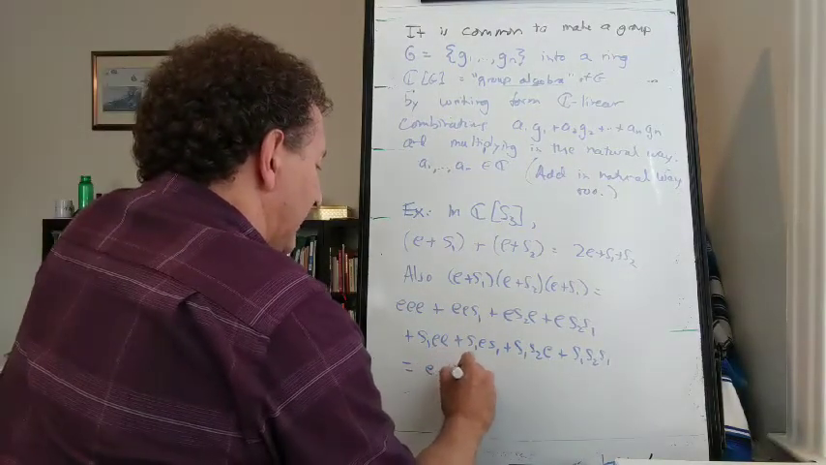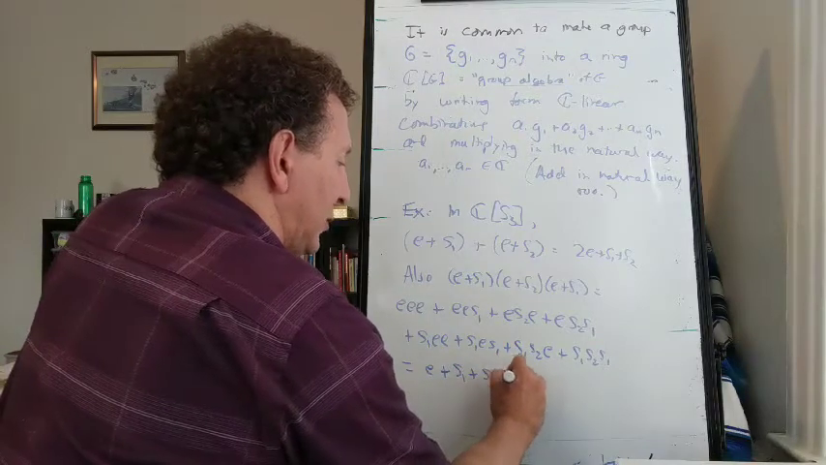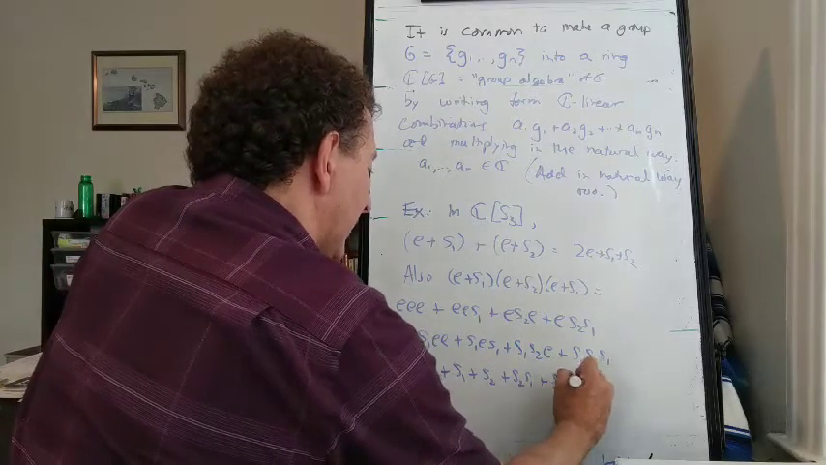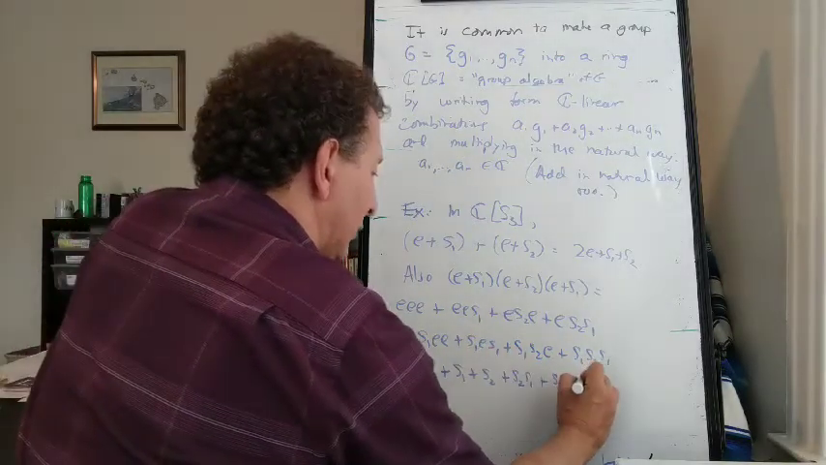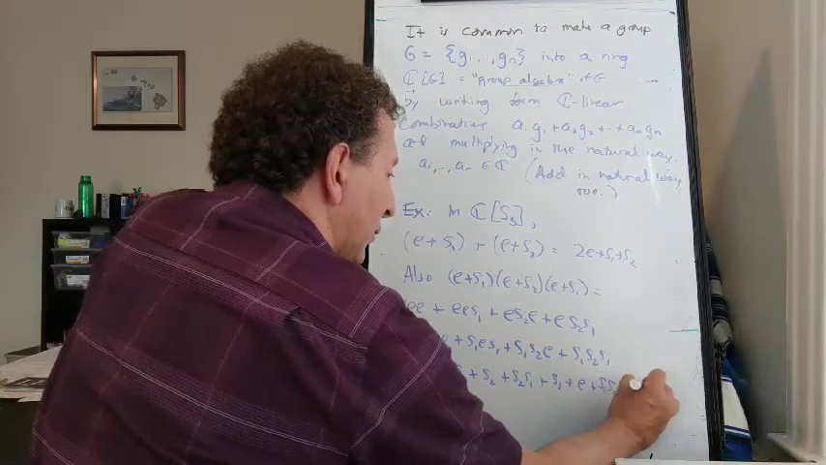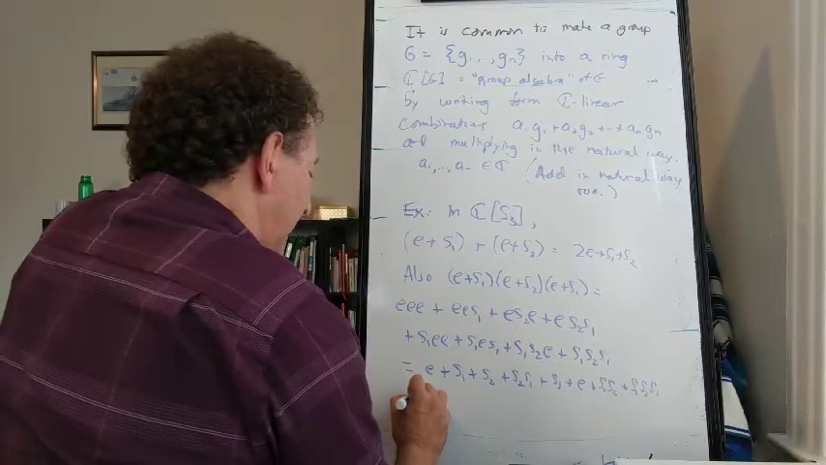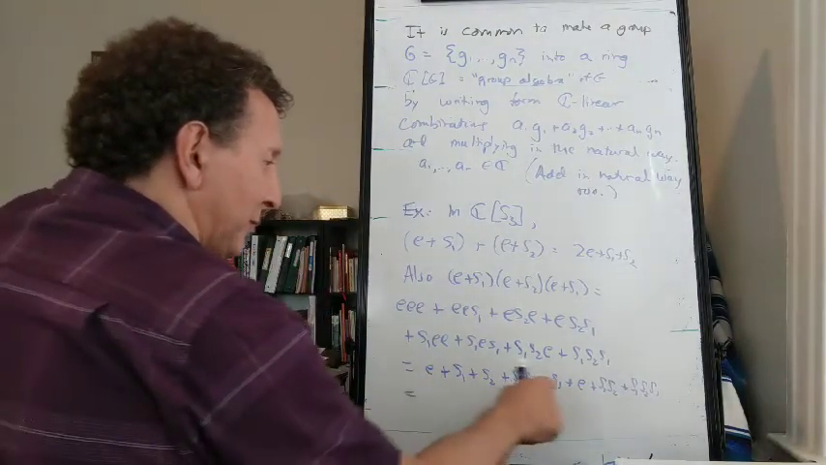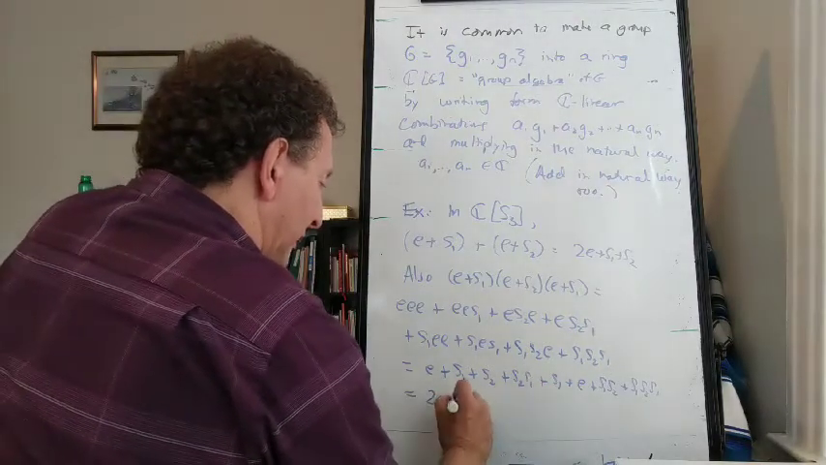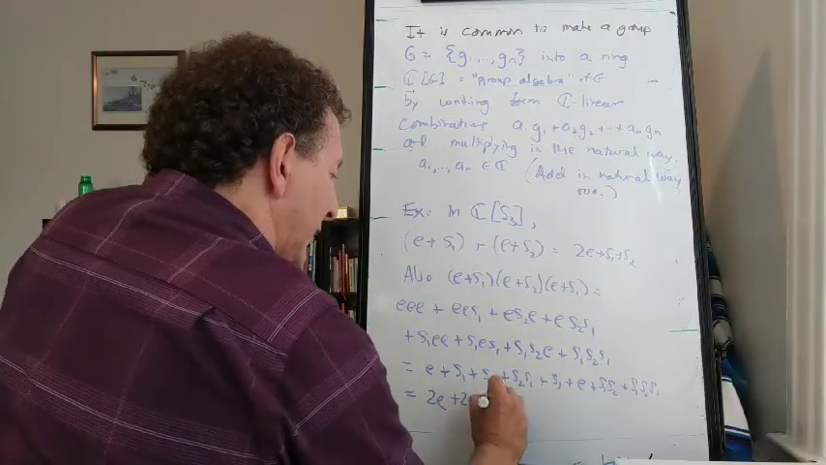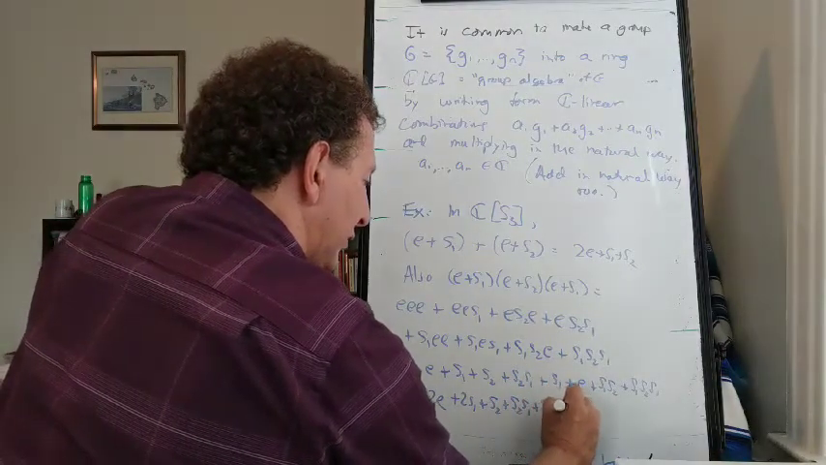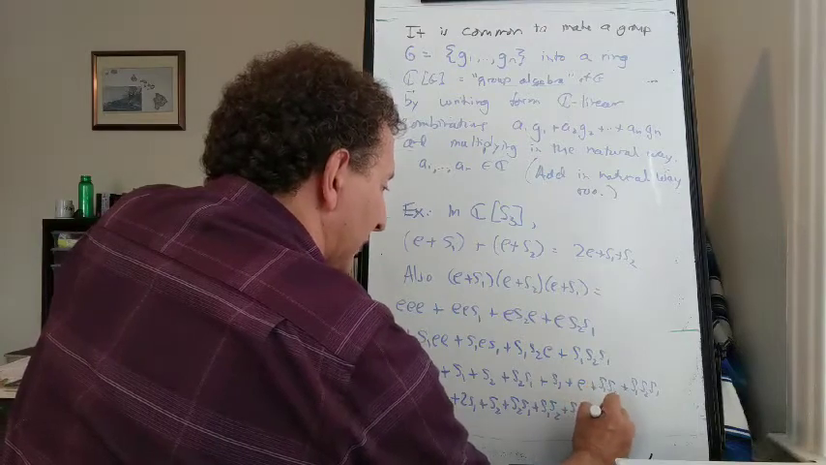E plus S1 plus S2 plus S2S1 plus S1 plus, this is going to be another E, S1 times S1 is E, plus S1S2 plus S1S2S1. And we can simplify this because we saw two E's. E plus E is 2E. And we also have two S1s. S1 plus S1 is 2S1. And then we have S2, S2S1, S1S2, and S1S2S1.